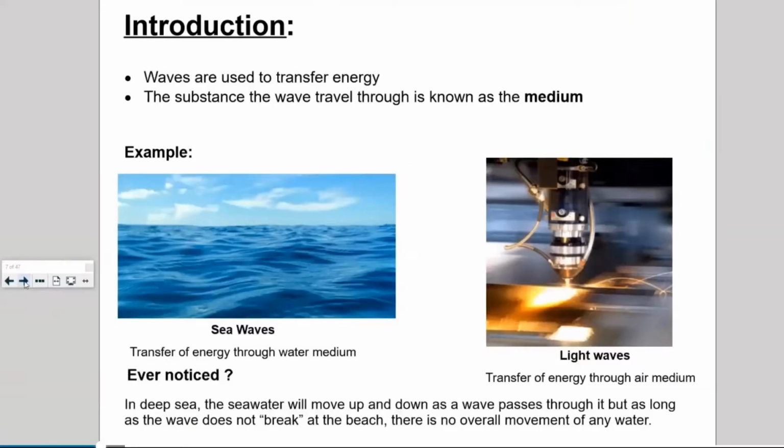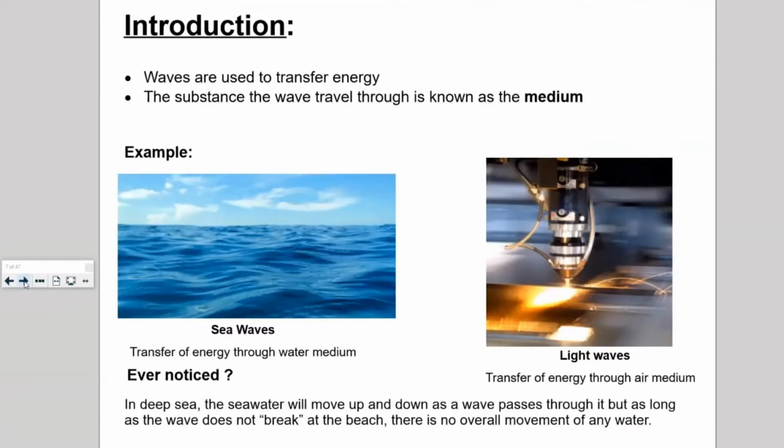Right. Now, the first thing is about waves. Your first unit is about waves. Now, what is a wave? Waves are used to transfer energy, right? And the substance the wave travels through is known as the medium.